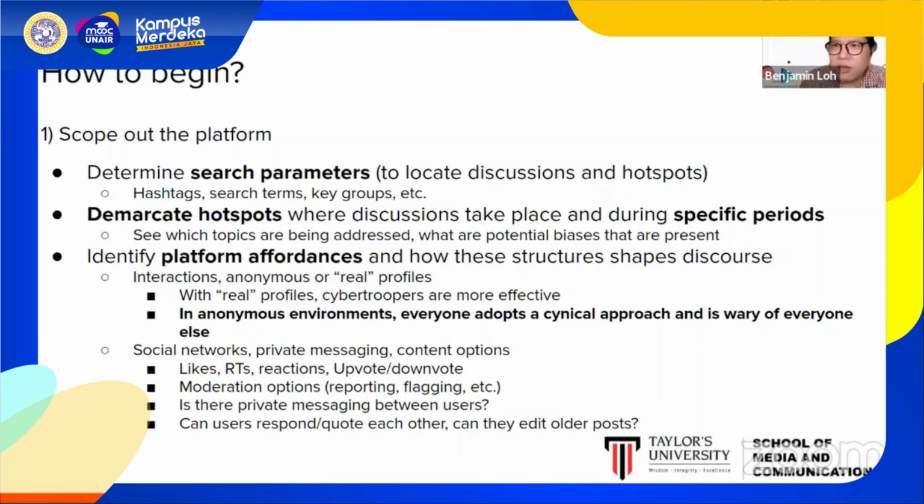Okay, then of course you have to think about how you can interact with other people, how you can interact in the discussion. So what are the social network options that you have? Can you private message other people? What kind of content can you share and provide here? For instance, can you do likes? Can you retweet? Can you do reactions? Can you upvote or downvote certain posts?